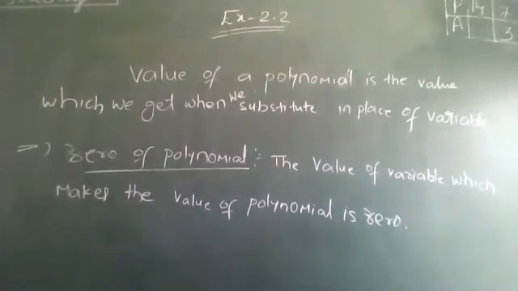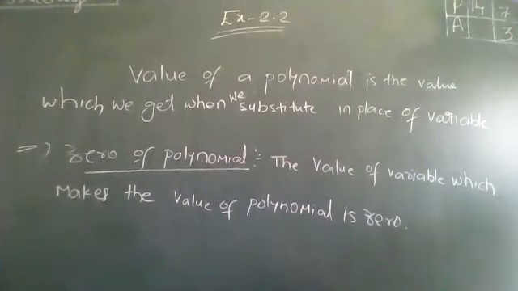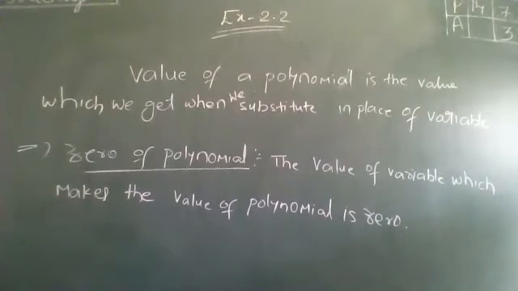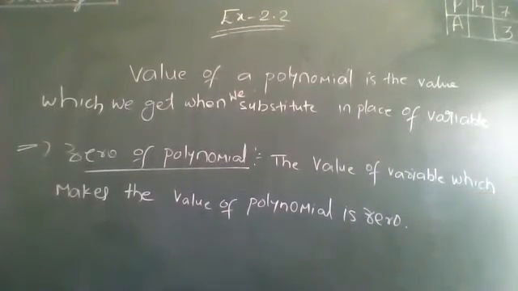Make it fast. Value of a polynomial is the value which we get when we substitute in place of variable. And zero of polynomial is nothing but the value of a variable which makes the value of polynomial zero. Okay? Did you get?